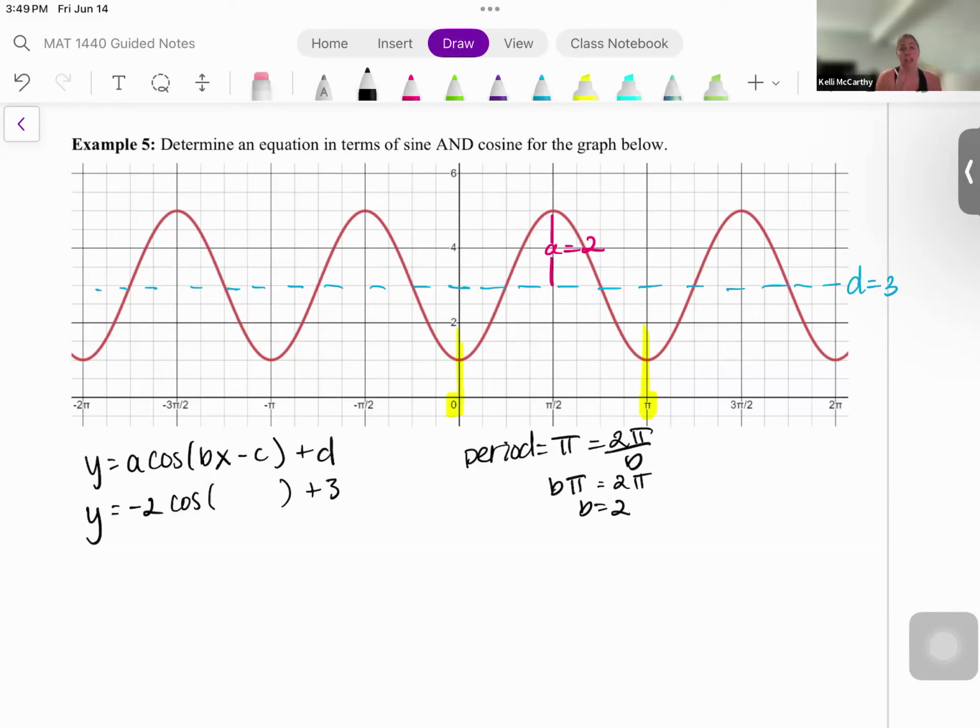And since we're starting at a minimum, we don't have any phase shifts. This isn't starting in the middle of one of the curves. So again, cosine, we start at a minimum or a maximum. Sine, we're going to start at the midline. So if we're not starting at a minimum or a maximum or right at the midline, then we've got some sort of phase shift. But we don't have a phase shift here, so this is just going to be 2x. And here's our equation for cosine.